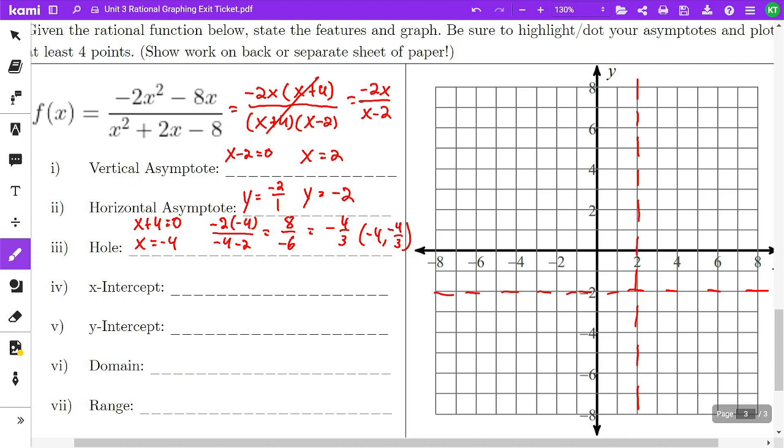So my overall coordinate of my hole will be -4, comma, -4/3. Again, we can get fractions. It's perfectly fine. We're just going to kind of eyeball where it should be. So I'm going to go to my x equals -4 and then go down 1 and about 1/3 down and draw my hole here.